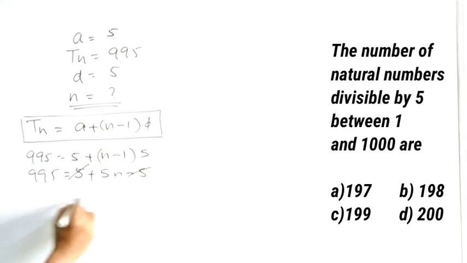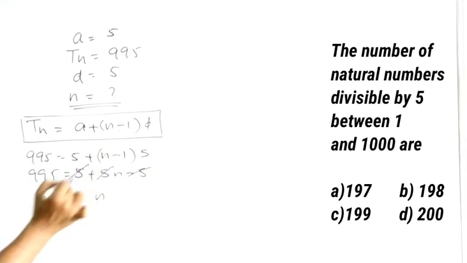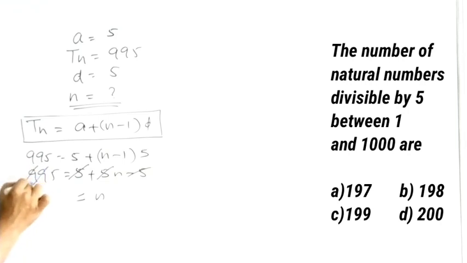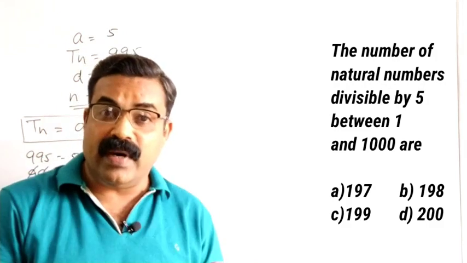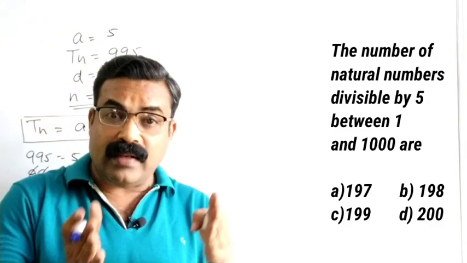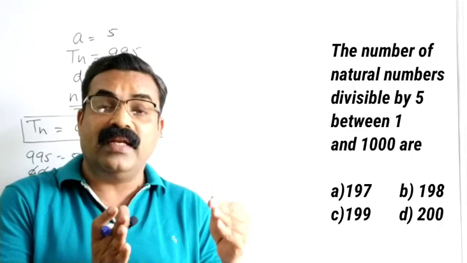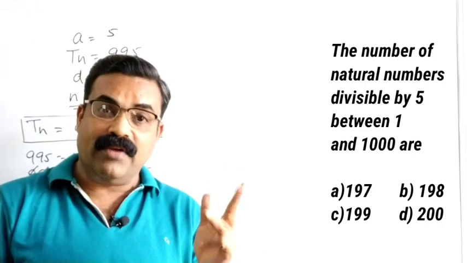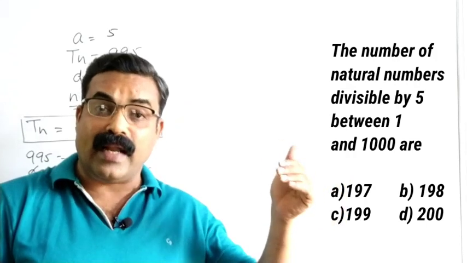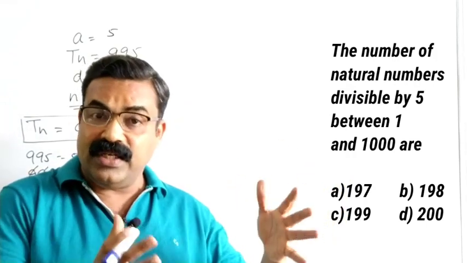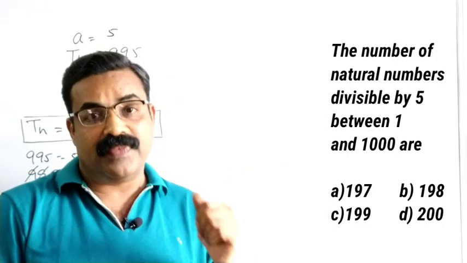n will be equal to 995 divided by 5, which is 199. So 199 numbers are there between 1 and 1000 which are divisible by 5. The numbers are 5, 10, 15, 20, 25, 30, 35, 40, like that it goes up to 995. So there are 199 numbers which are divisible by 5.